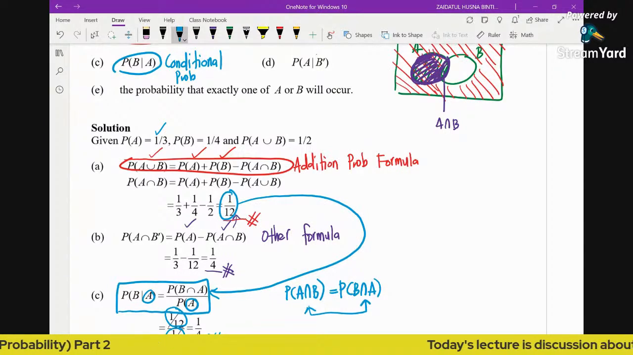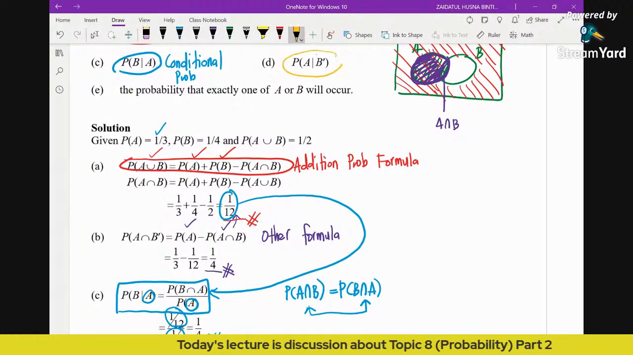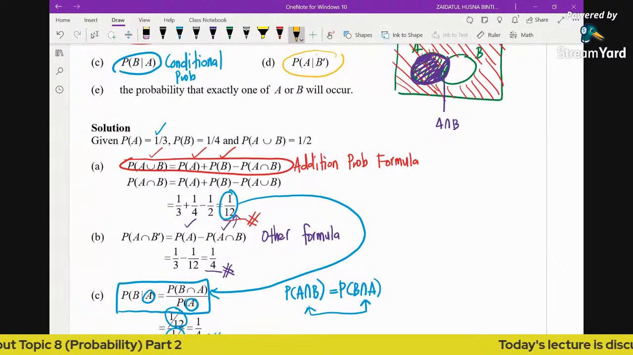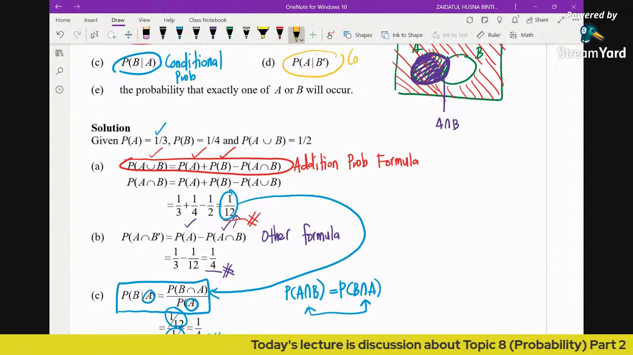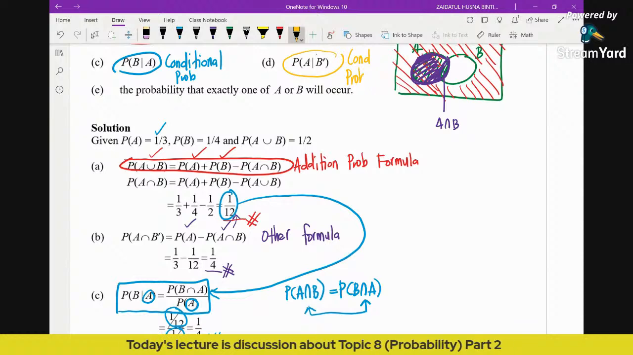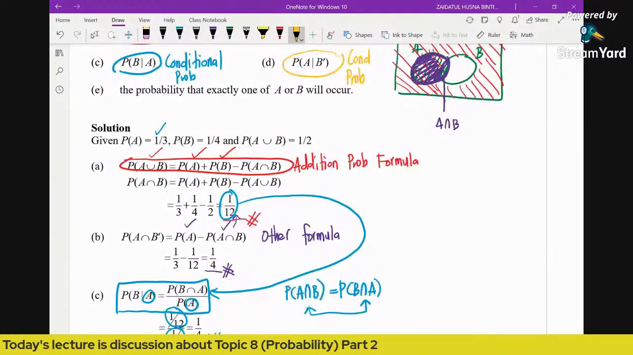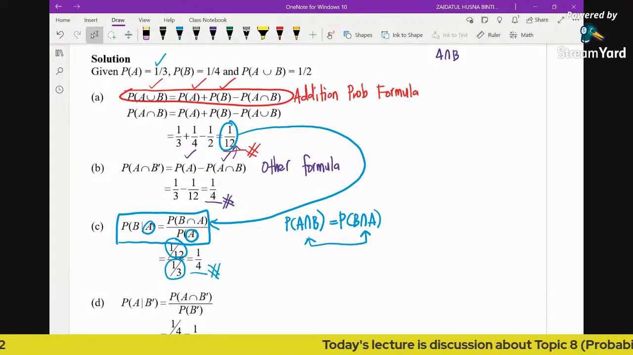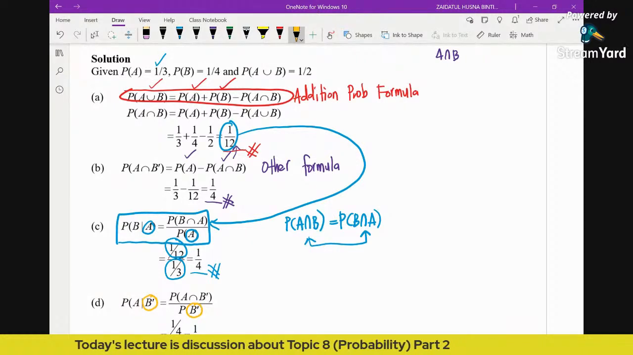And then, for the D part, how to solve it? Probability of A given B prime. We know that B prime is the complement event of B. First things first, we are going to apply conditional probability as well. We apply the formula: probability of A given B prime is equal to probability of A intersect B prime divided by P(B prime), again because the event that has happened will be in the denominator.